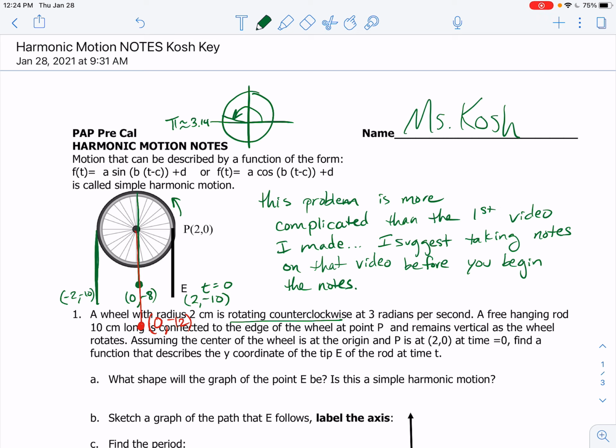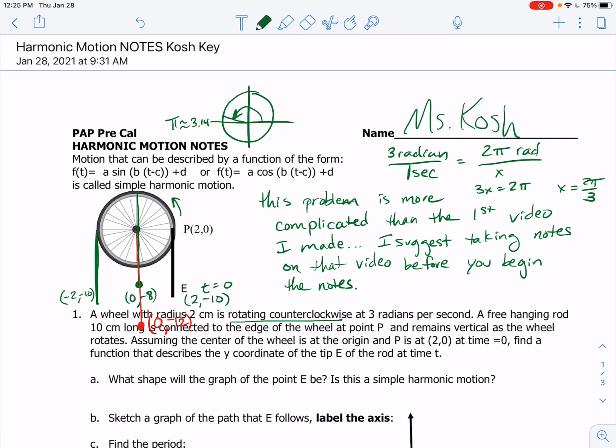Okay, so we need to set up a relationship here. So it's 3 radians is to 1 second as 2 pi radians is to x. Well, we don't know the time. Okay, so when I cross multiply, I get 3x equals 2 pi. Therefore, x would equal 2 pi over 3. So that means that the time that it's going to take to go entirely all the way around the circle is 2 pi over 3 seconds.